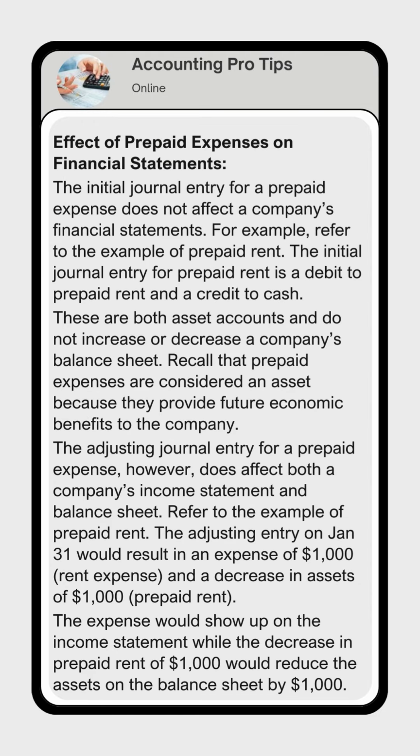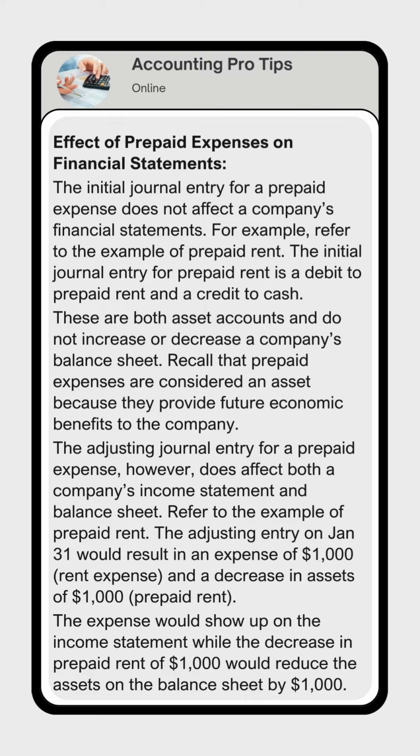The initial journal entry for a prepaid expense does not affect a company's financial statements. For example, refer to the example of prepaid rent. The initial journal entry for prepaid rent is a debit to prepaid rent and a credit to cash. These are both asset accounts and do not increase or decrease a company's balance sheet. Recall that prepaid expenses are considered an asset because they provide future economic benefits to the company.